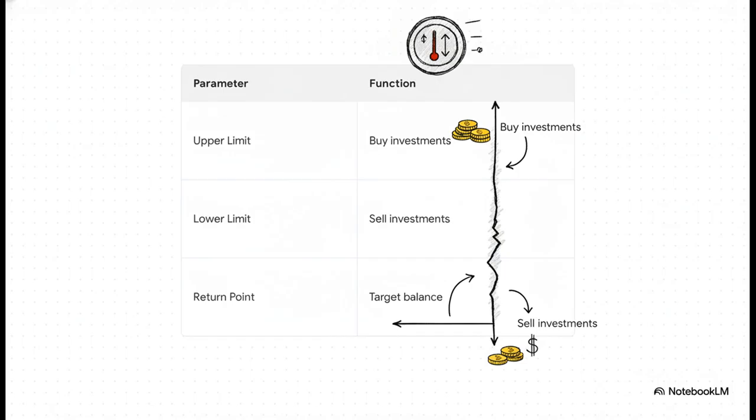Next, you have a lower limit. If the cash drains out and hits this floor, it triggers the Treasury to quickly sell investments to raise emergency cash. And sitting right there in the middle is the return point. That's your target balance. Whenever an upper or lower limit is triggered, the Treasury transacts just enough to return the balance exactly back to this safe, comfortable middle point.